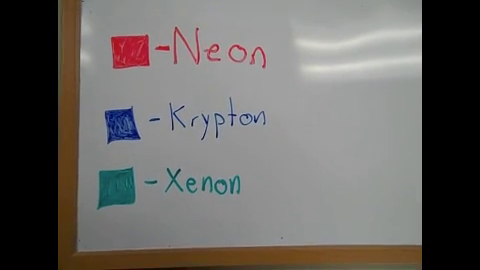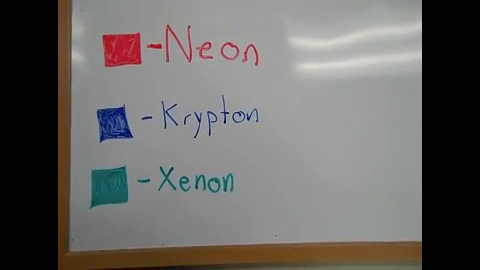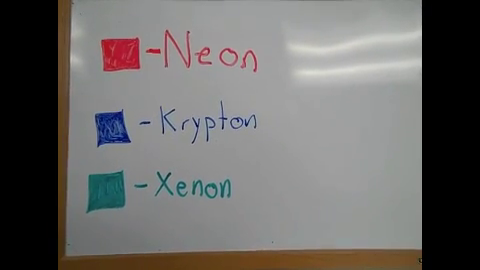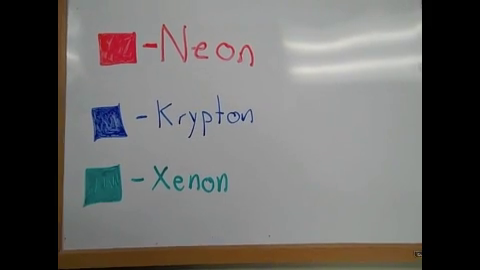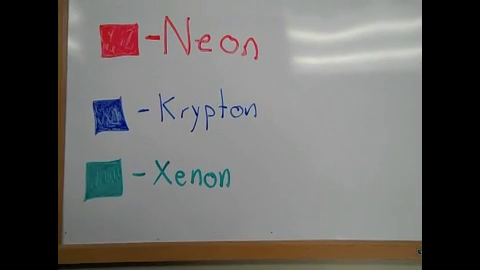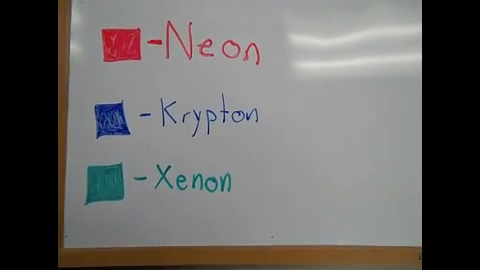When using different gases, neon lights can have different colors. Take these three gases for example. Neon usually emits light in a red spectrum. When krypton is used in the same process, krypton emits light in a blue spectrum. When xenon is used in this process, it emits light in a green spectrum.